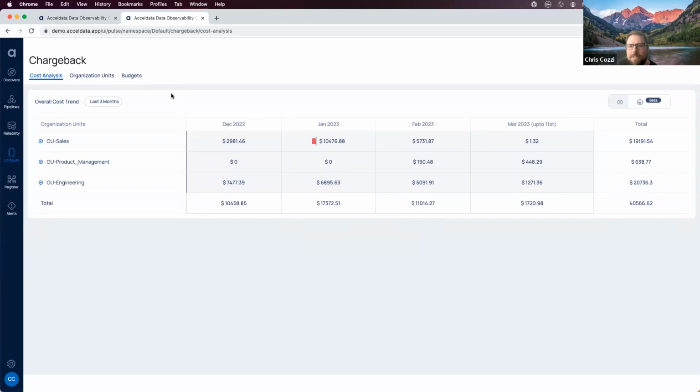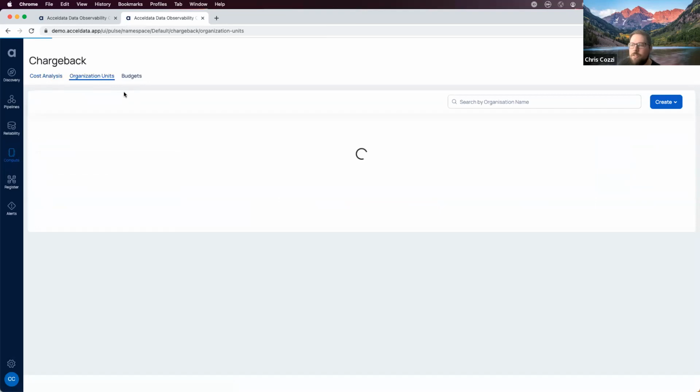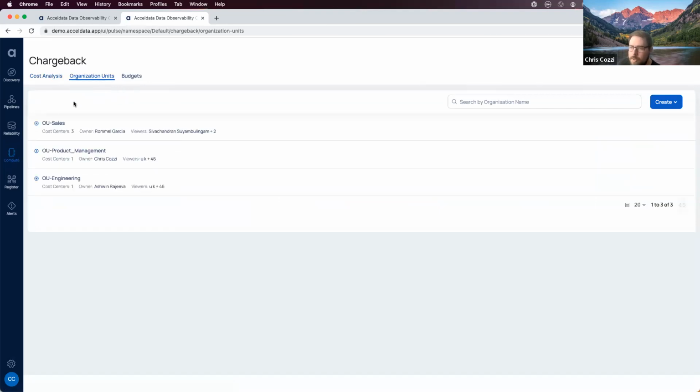Now, a lot of places we see this start with our clients is understanding how these platform resources tie back to the organizational units or the business units of their company. And this is done in our tool with an area we call Chargeback, which really involves setting up that hierarchy of organizational units, which can be fairly complex.